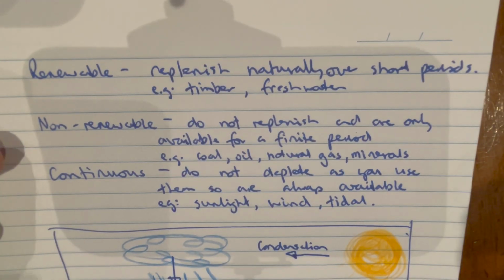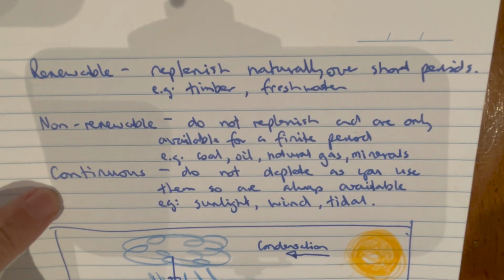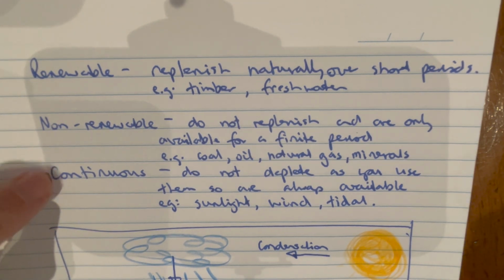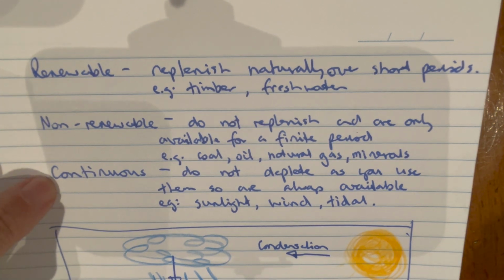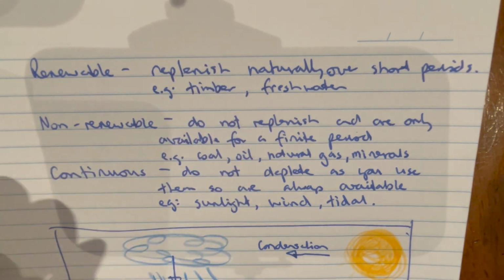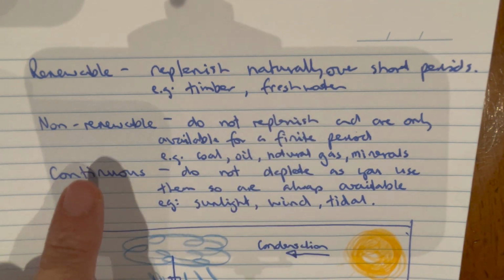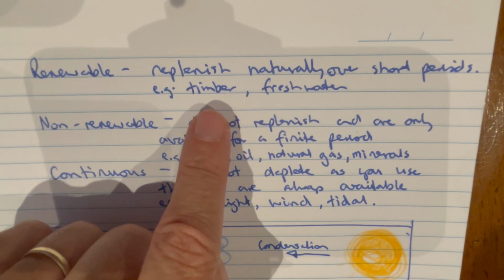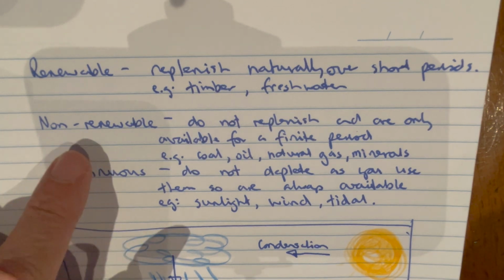All right, so the three terms to do with resources are renewable, non-renewable, and continuous. And we need to be really clear about what we mean by each of those, because the continuous ones can be seen as renewable resources, but they are defined slightly differently. So renewable, we need the word replenish. So they replenish naturally over a short period of time. And examples of that would be timber and fresh water. Because both of these, we can use them up, and as we use them, they do deplete, but they do replace themselves over a short period of time.